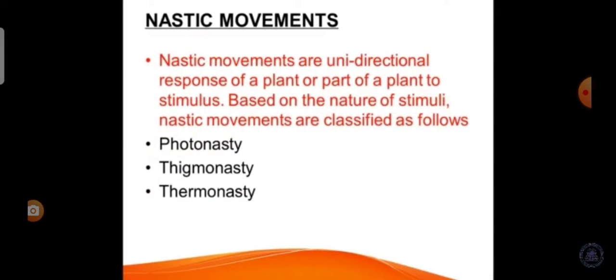Now let us know about nastic movements. What is nastic movement? Nastic movements are non-directional responses of a plant or part of a plant to a stimulus. Based on the nature of the stimulus, nastic movements are classified as photonasty, thigmonasty, and thermonasty.